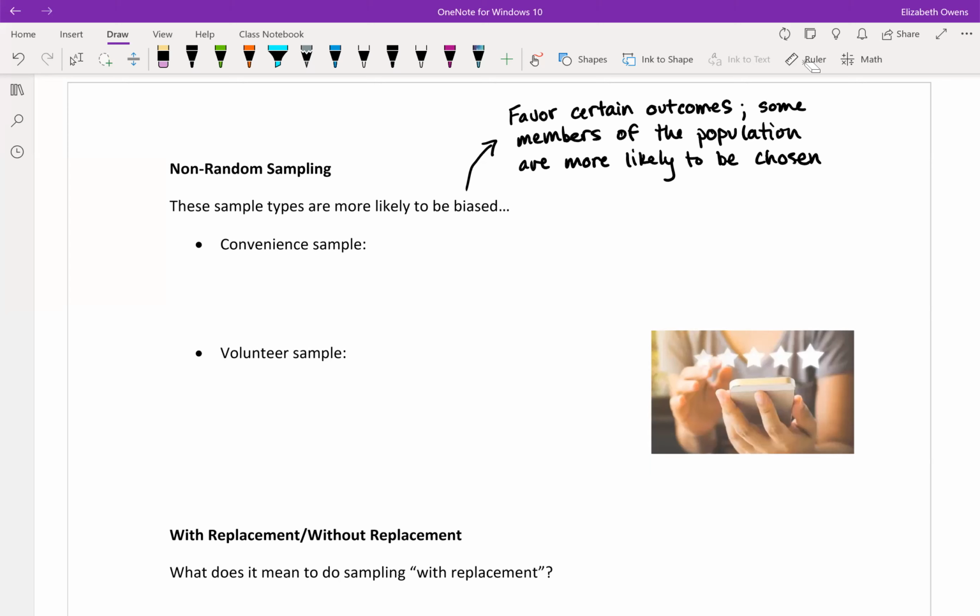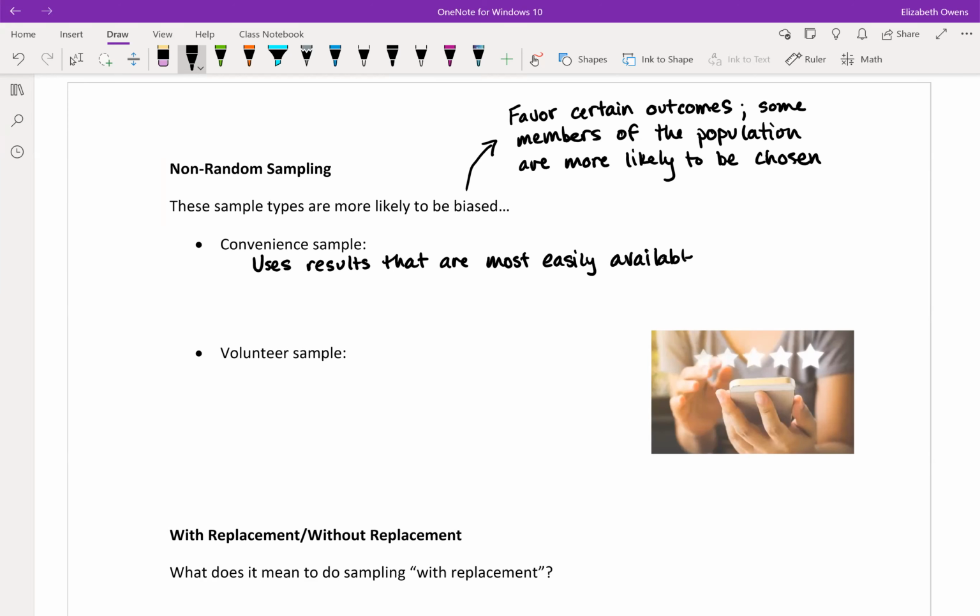Okay, so two main types of non-random sampling. The first is a convenience sample, which really happens all the time because it's easy. A convenience sample is just picking whoever's convenient to you. This uses results that are most easily available.